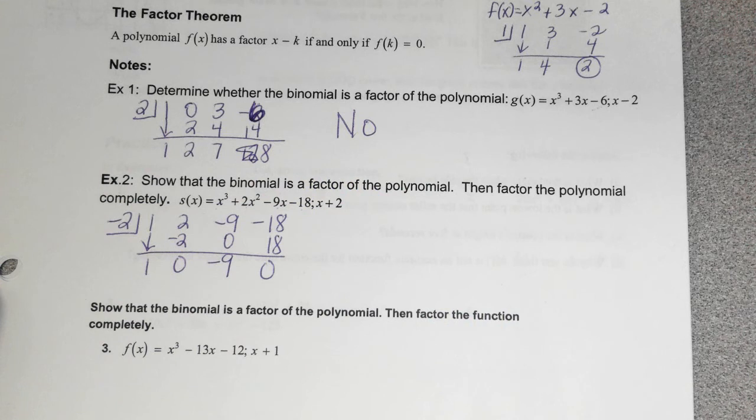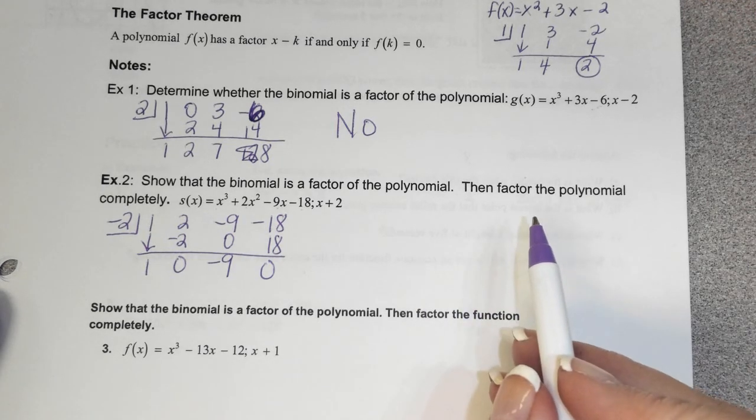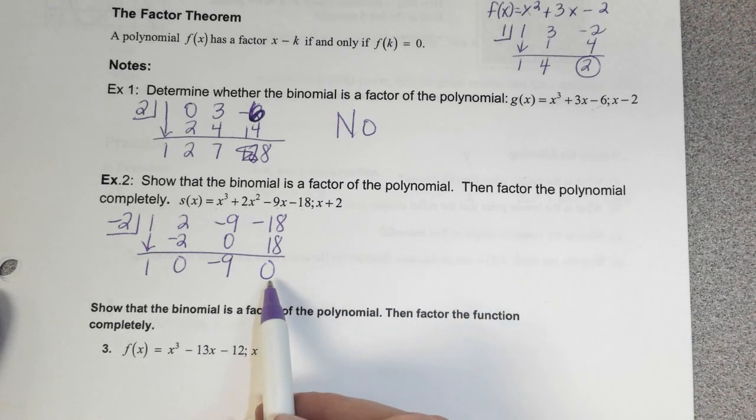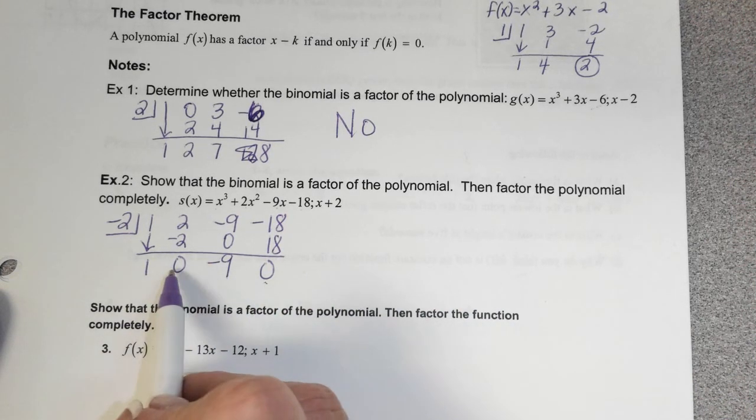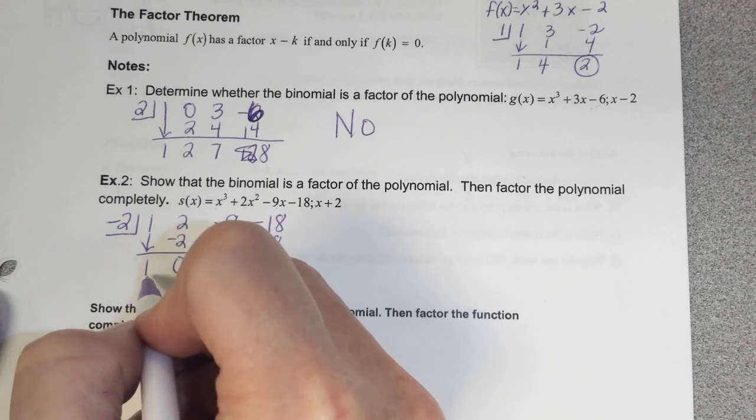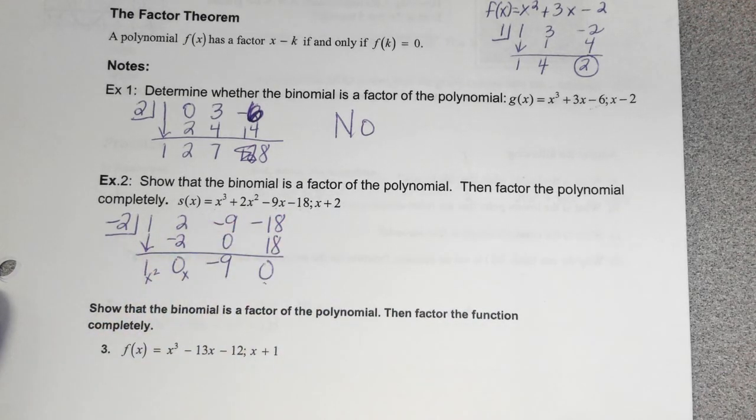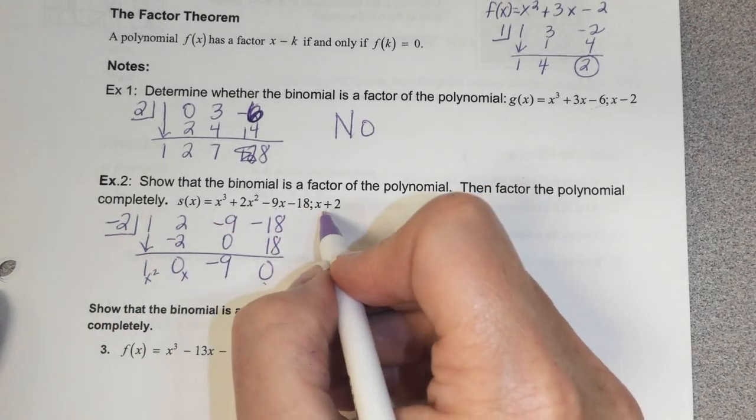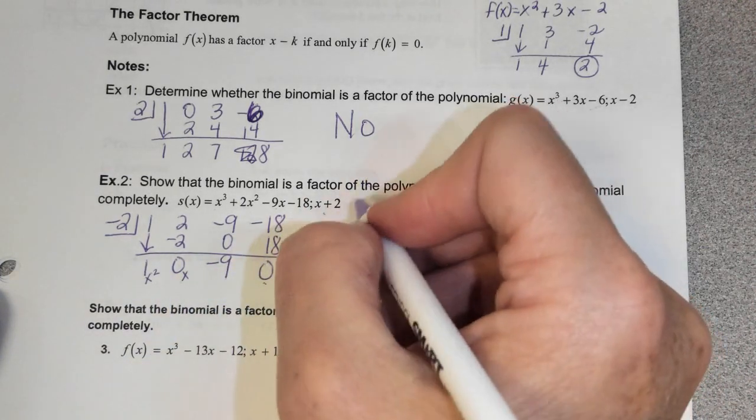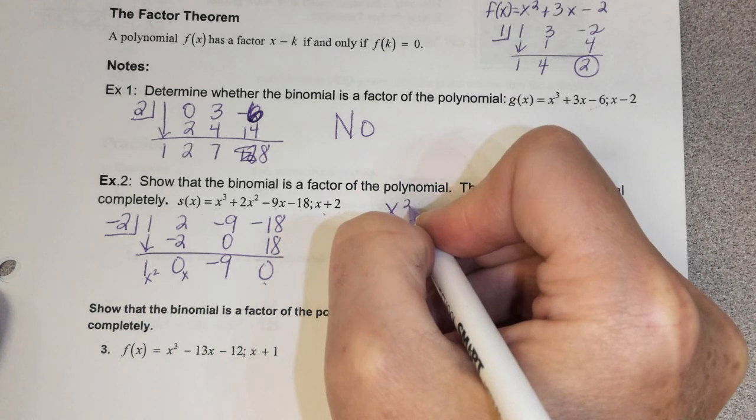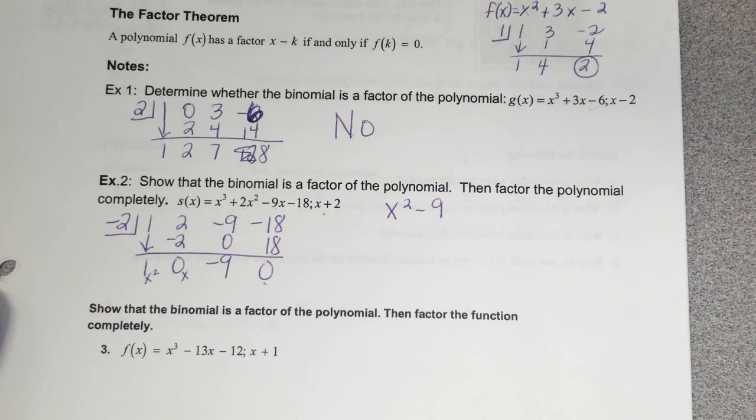We were supposed to show that it's a factor. Did we show that it's a factor? Yes, because the remainder was 0. So that shows that it is a factor. Now it says to factor the polynomial completely. This is my remainder, this is my constant term, this is my x term, this would be my x squared term. So after I divide by x plus 2, this is what I'm left with, x squared minus 9.